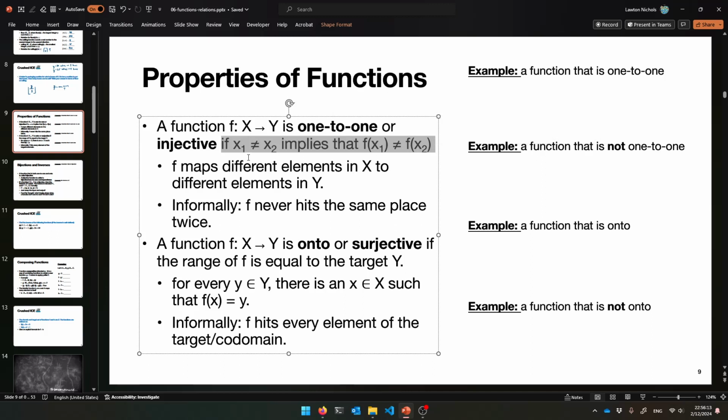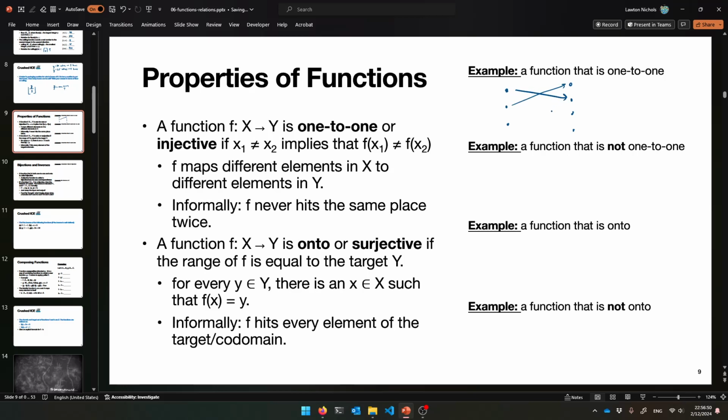Another way of saying this is that f maps different elements in x to different elements in y. It's making sure that everybody's hitting somewhere different. So informally, if you want to think about this long enough, draw a bunch of pictures, maybe take the contrapositive if you want to. Informally, this is trying to say that f never hits the same place twice. Okay? So here's an example of a function that is one-to-one. Let's say the input's on the left and the output's on the right. It's okay if the size of the codomain is bigger. This is a one-to-one function. It takes every input to a different output.